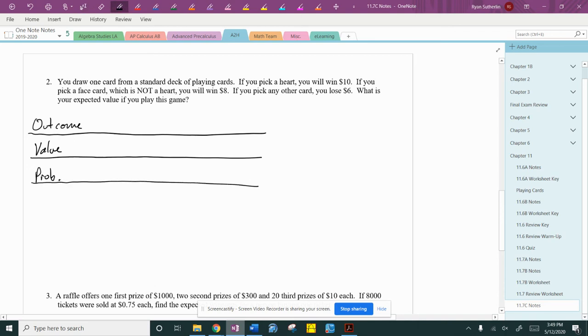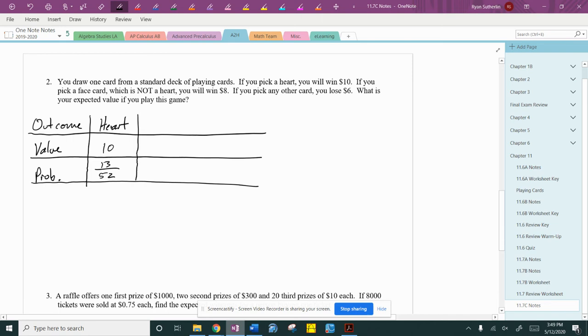Now this one, they've set it up so you lose $6. So basically it costs $6 to play. If you win, you would get 16, so you're really winning 10. So let's say the first outcome is you pick a heart. According to this, if you pick a heart, you win $10. The probability of that happening is 13 out of 52 cards that are hearts.